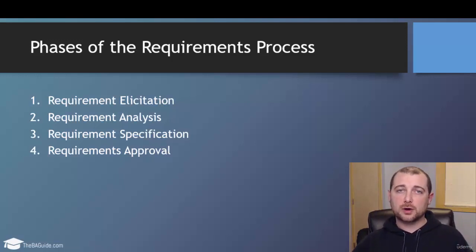The requirement specification phase is all about categorizing requirements, determining which ones are functional, non-functional, or supplemental, and constraints, and working through to set attributes for the different requirements that you've determined, as well as set priorities for those requirements. And then finally, requirements approval.